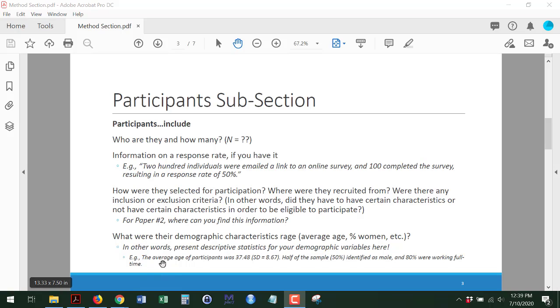For instance, the average age of participants was 37.48, standard deviation, SD equals 8.67. Half the sample, 50%, identified as male, and 80% were working full-time.